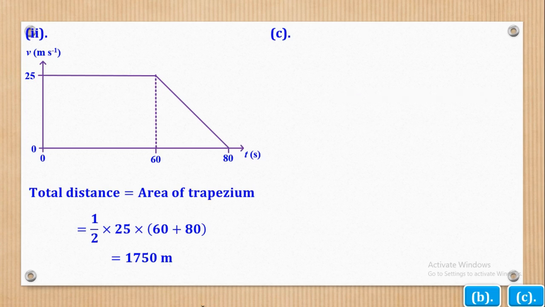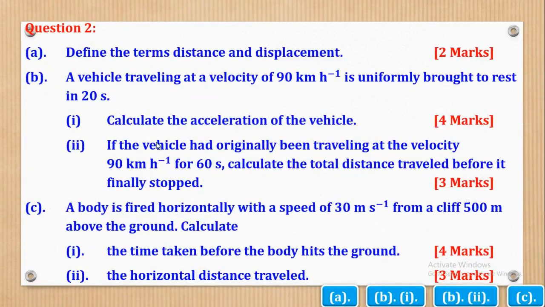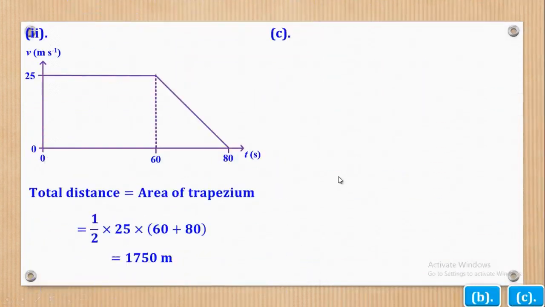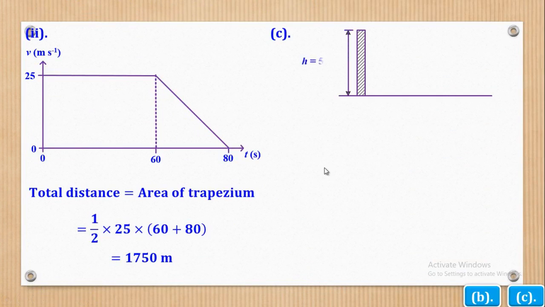Then part C. Part C says a body is fired horizontally with a speed of 30 meters per second from a cliff 500 meters above the ground. Calculate Roman 1, the time taken before the body hits the ground. So this is a horizontal projectile. We shall first draw our sketch. The height was 500 meters. Then it was fired horizontally, so that will be the path taken by the body, with a velocity of 30 meters per second.